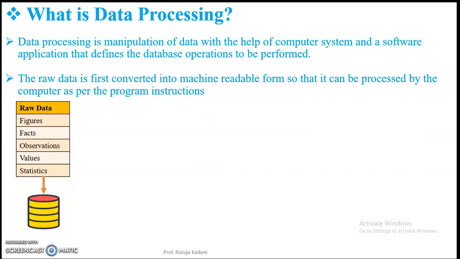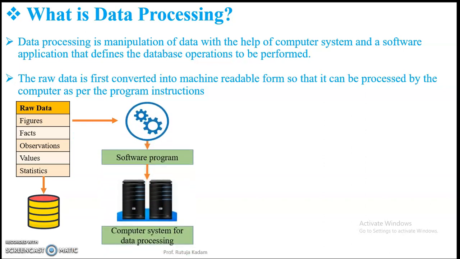Now what is data processing? See, this is the raw data which goes into the database. Then the data is processed, and obviously it is processed with the help of a software program, and then it is stored in the computer system for data processing, and then finally it is turned into information after processing.